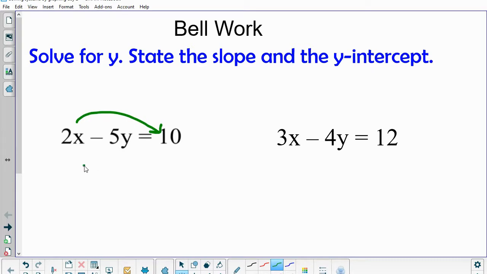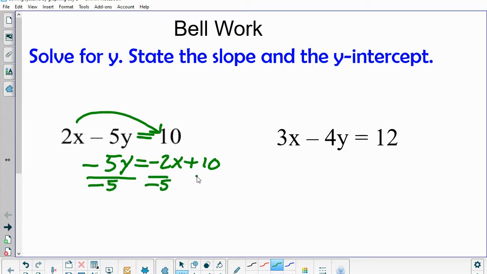So let's rearrange. Negative 5y equals negative 2x plus 10. Remember, when something crosses the equal sign here, it becomes its opposite. So the 2x became negative 2x. Now all we need to do is divide everything in the equation by negative 5 in order to get that negative 5 out of the left side, and then we'll be done.